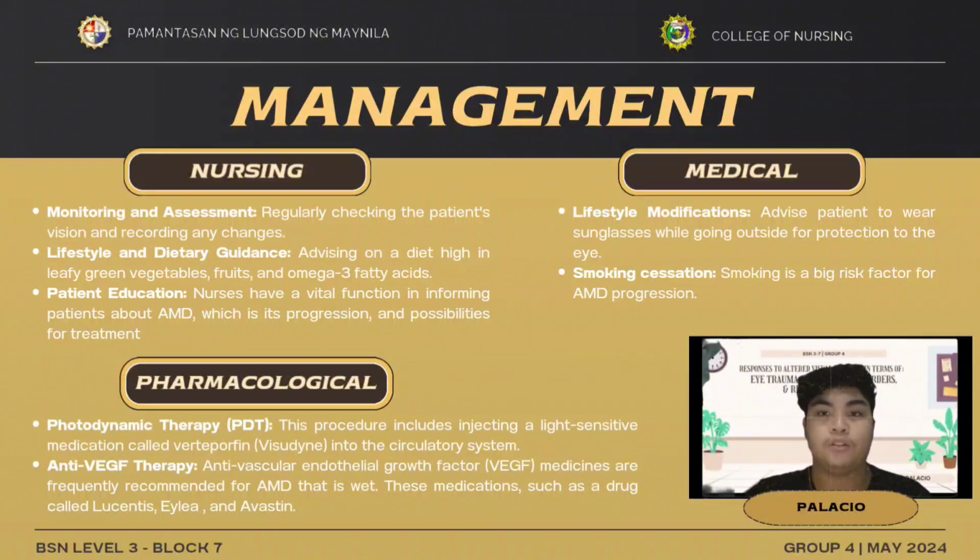Next po is yung pharmacological management. So, yung po PDT or the photodynamic therapy. Like I said po kanina, this procedure includes injecting a light-sensitive medication called verteporfin or the Visudyne. This pinapasok po ito into the circulatory system and is subsequently activated with a laser to eliminate unusual blood vessels in the eye. Next po is the anti-VEGF therapy, known as anti-vascular endothelial growth factor.